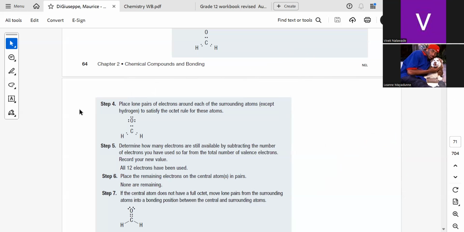Now, can you try CCl4 and share the image with me on WhatsApp? So there's four chlorines, right? CCl4, carbon tetrachloride.